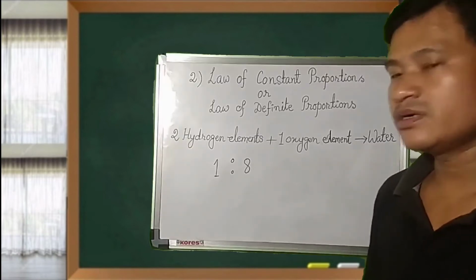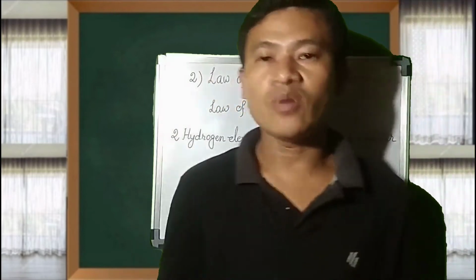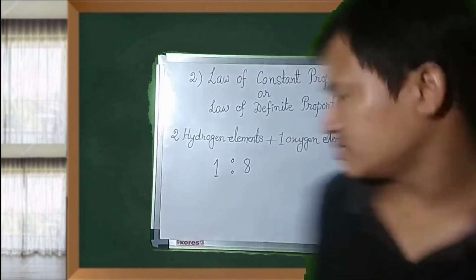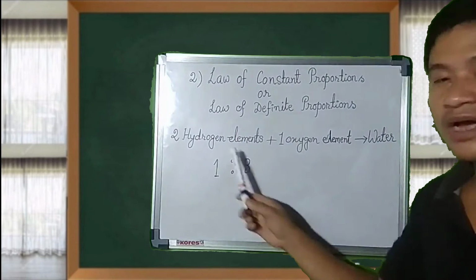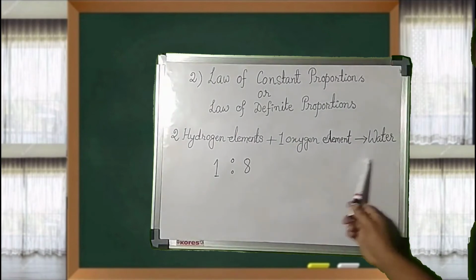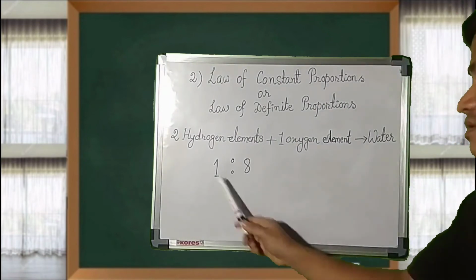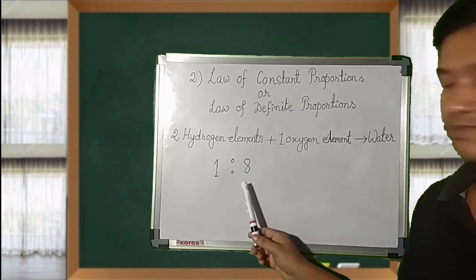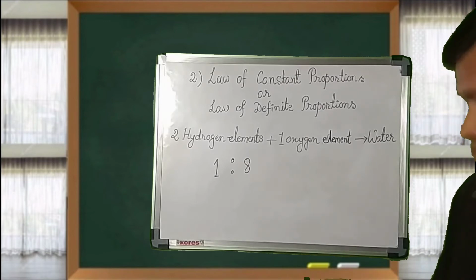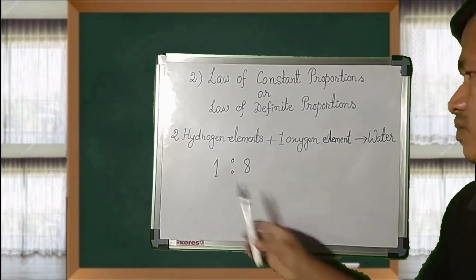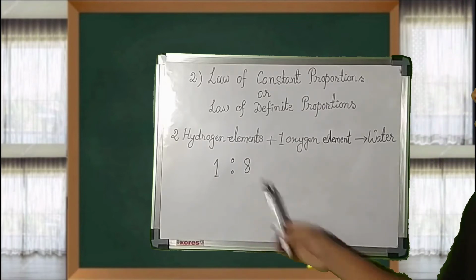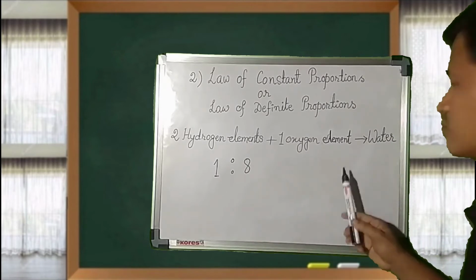Whatever be the source of water, it may be a pond, river, lake, sea, or ocean, the ratio of the mass of hydrogen to the mass of oxygen in the water compound is always 1:8, and this ratio does not change. 1 gram of hydrogen can fully combine with 8 grams of oxygen to form the water compound.